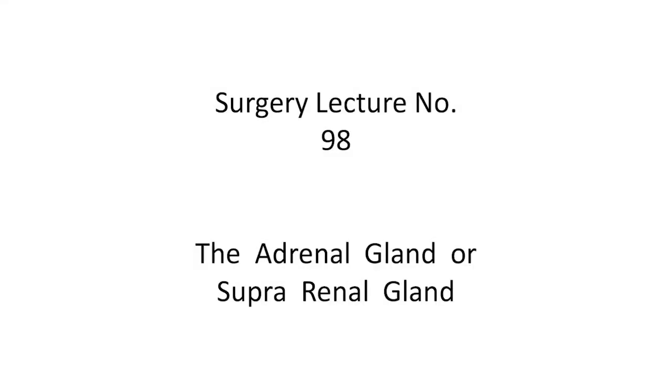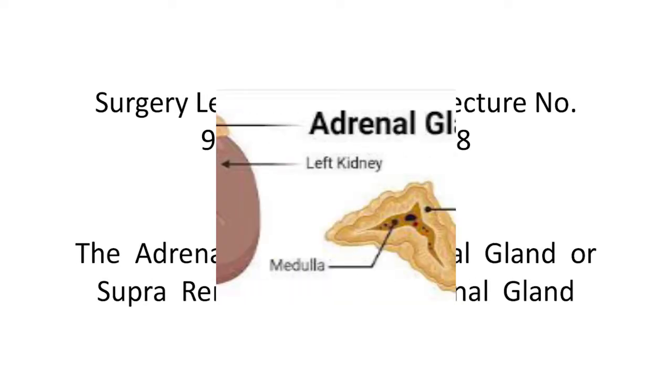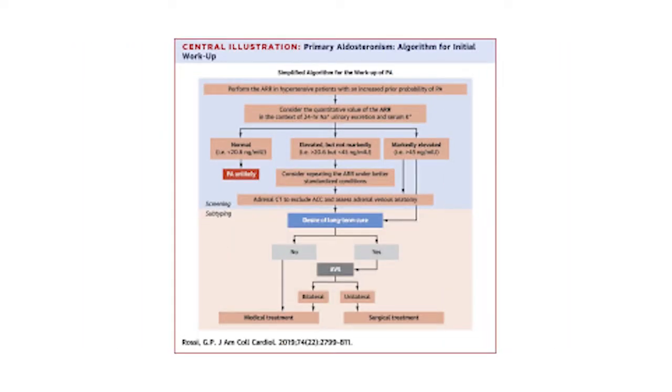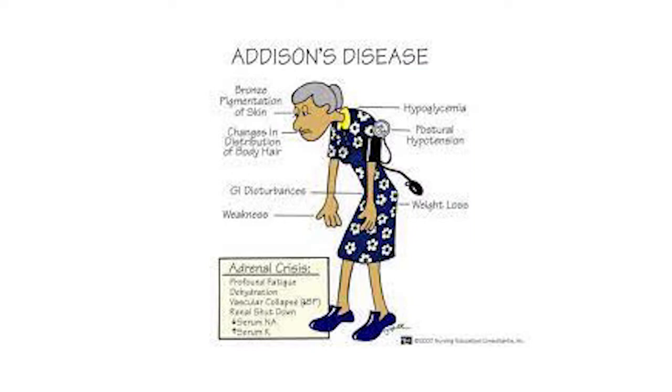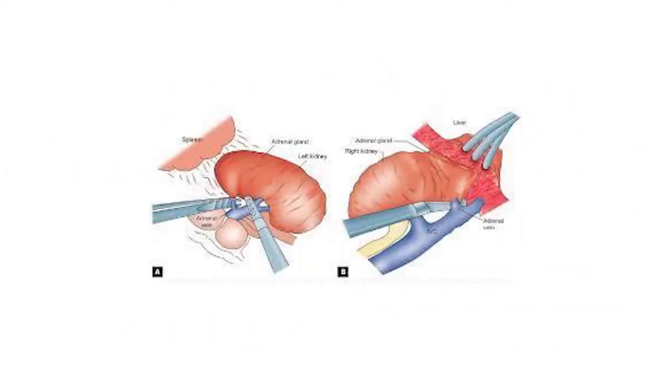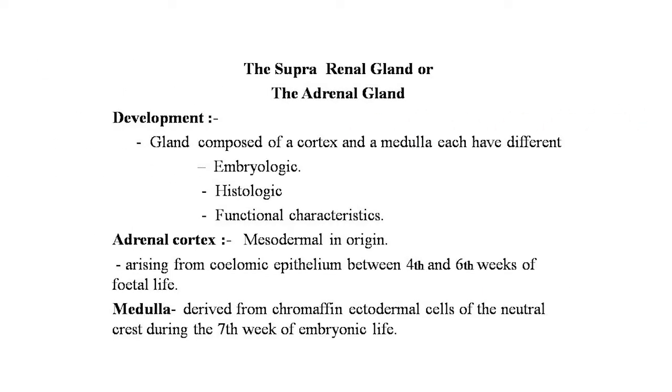Welcome dear students in my surgery lecture number 98. In this lecture we will explore the suprarenal glands or the adrenal glands. This lecture contains the development, anatomy and physiology of the suprarenal gland, that is the adrenal gland, Cushing syndrome, aldosteronism and its treatment, adrenogenital syndrome and its treatment, Addison's disease, adrenal medulla, pheochromocytoma, neuroblastoma and adrenalectomy. All points are explored in this lecture. Start with the development of the adrenal gland.